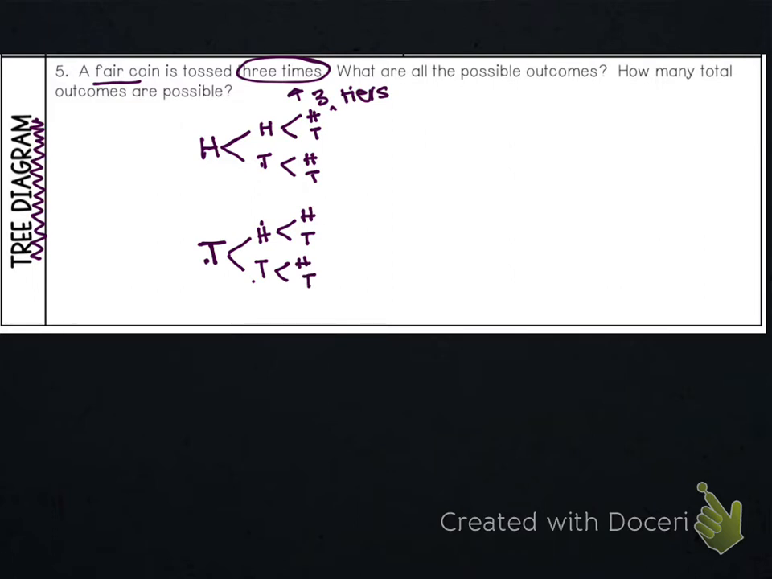Okay, so how many possible outcomes are there? Well, I flip a coin once and I have 2 possible outcomes. I flip the coin again and I have 2 more possible outcomes. And then I flip the coin again and I have 2 possible outcomes. So 2 times 2 is 4 and 4 times 2 is 8 possible outcomes.